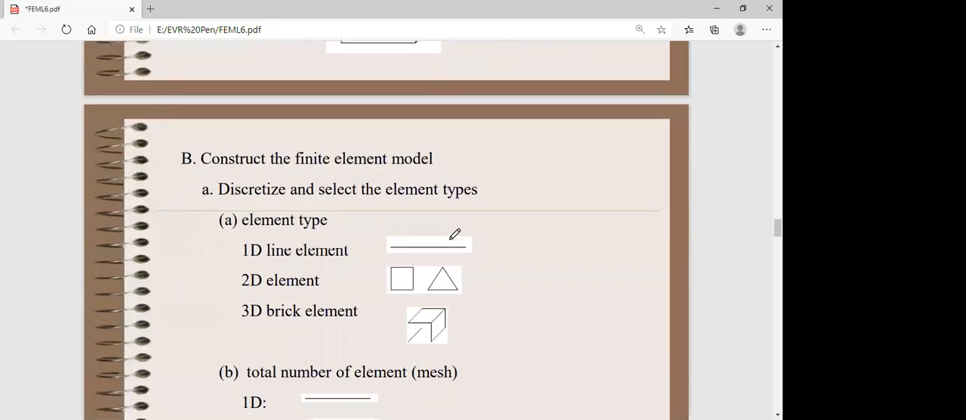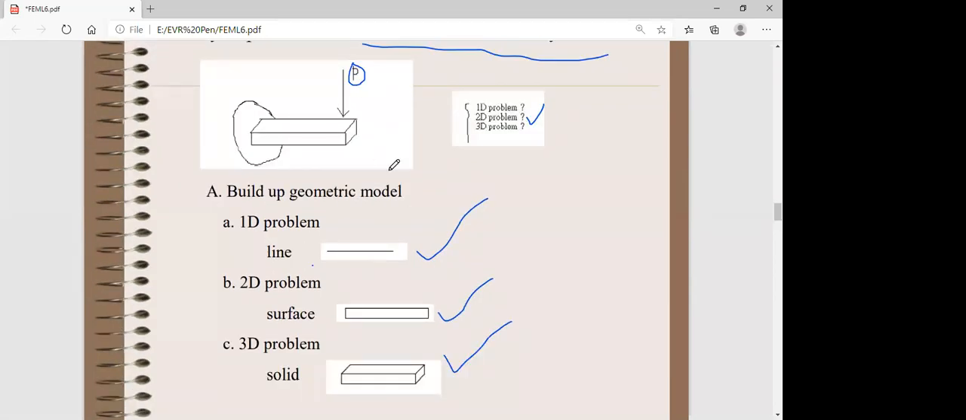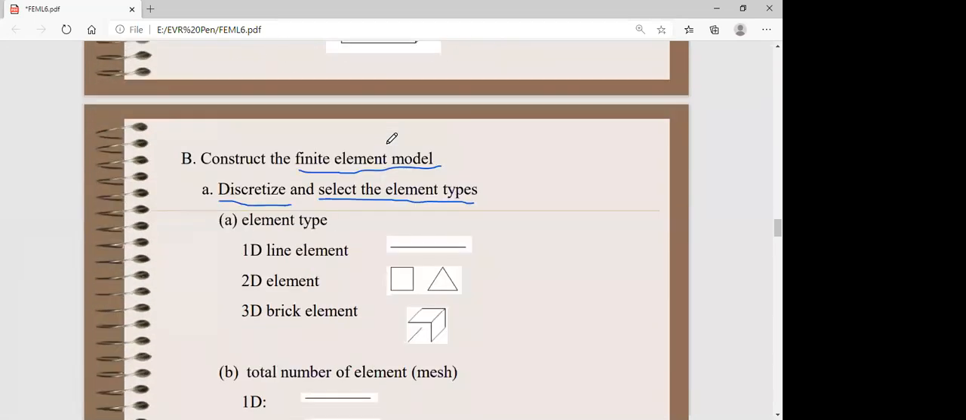In the next step, construct the finite element model. In the finite element model, the first step is to discretize the continuous system into a discrete system, into small finite elements. Here we select the element types, which depends on the body we have chosen in the first step.